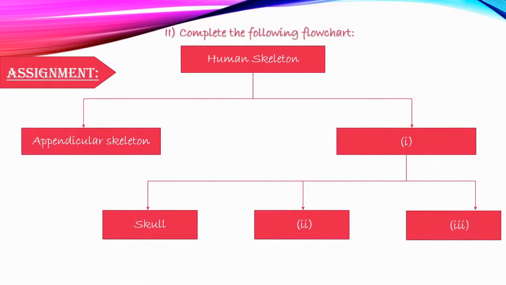Now the second question for the assignment is you have to complete the following flow chart. Now students, this flow chart is about human skeleton. Human skeleton is divided into two parts, that is appendicular skeleton and axial skeleton. Then further, axial skeleton consists of skull, then rib cage and spine.